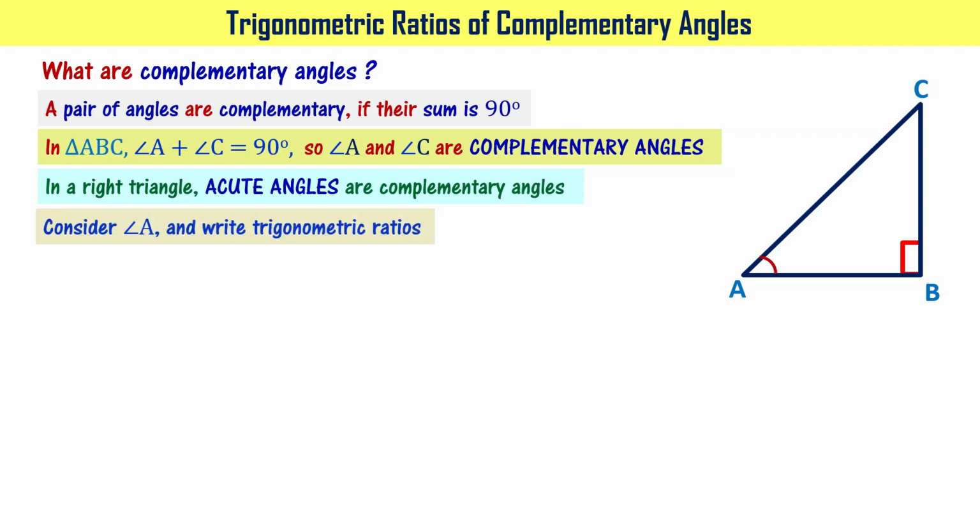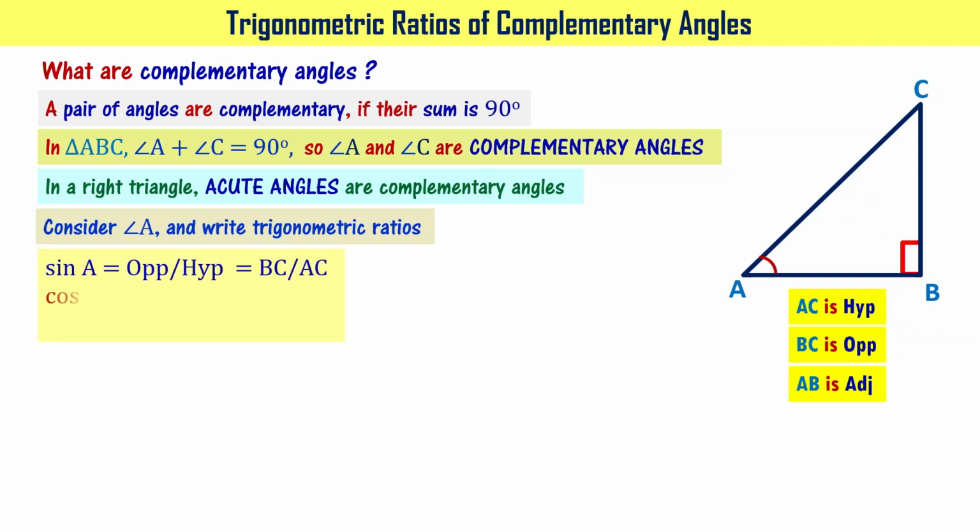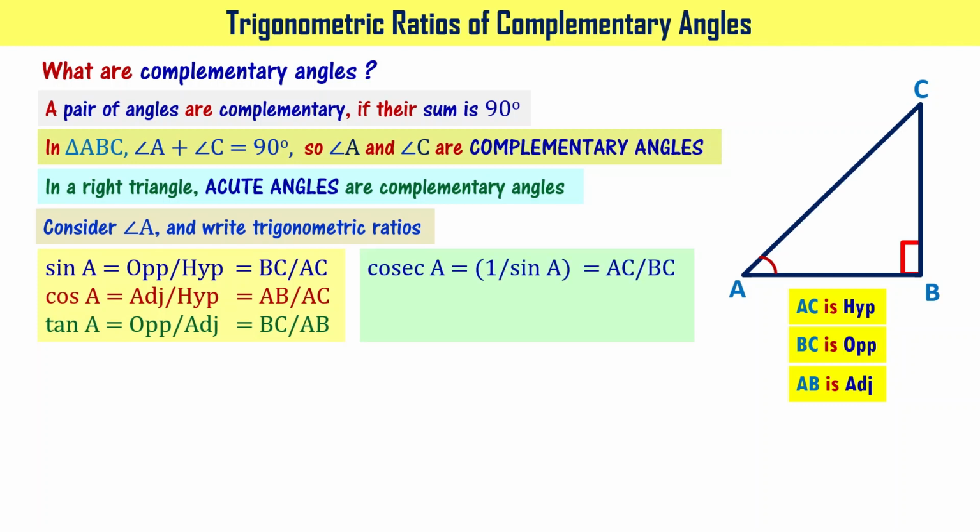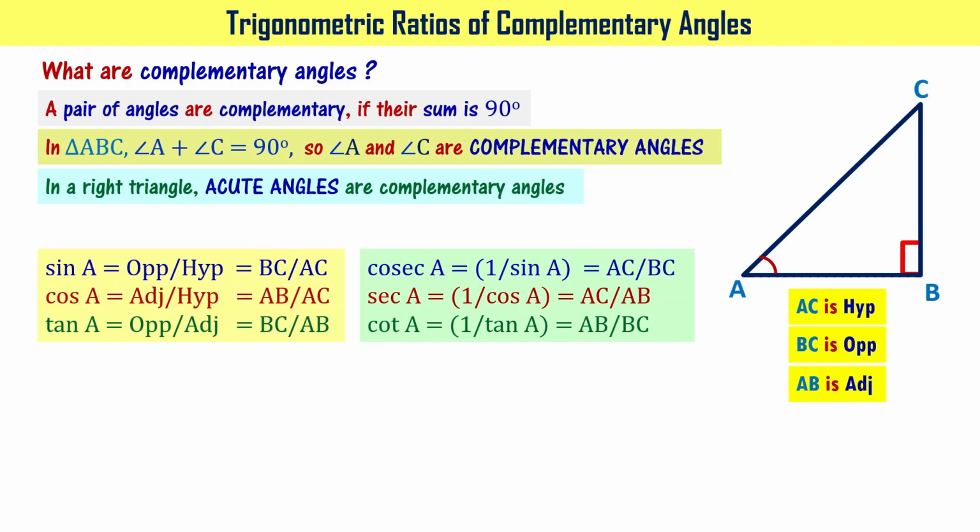Let us now consider angle A and write trigonometric ratios for that. In this figure, for angle A, BC is the opposite side and AB is the adjacent side, right? And we know that AC, which is opposite to the 90 degrees angle, is the hypotenuse. Now, sin A can be written as BC by AC, and cos A can be written as AB by AC, and tan A can be written as BC by AB, right? And cosec A is 1 by sin A, that is equal to AC by BC. Sec A is AC by AB, and cot A is AB by BC, right?